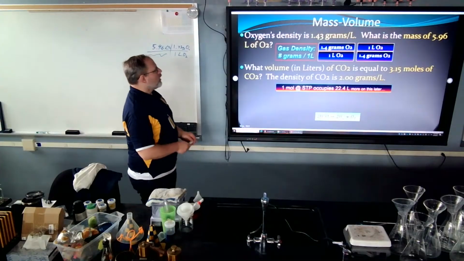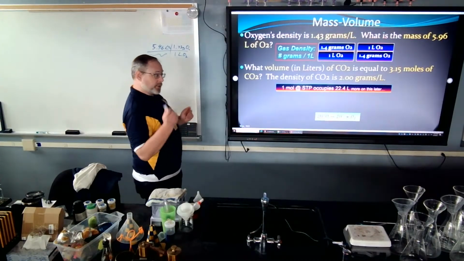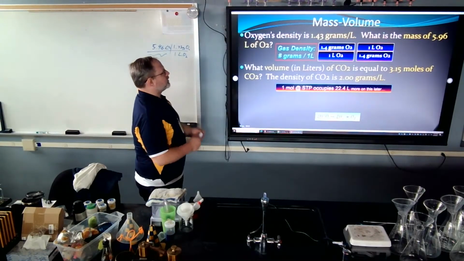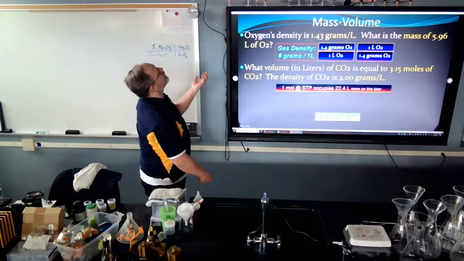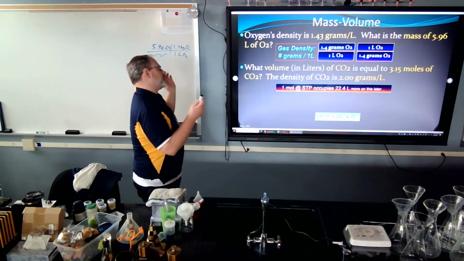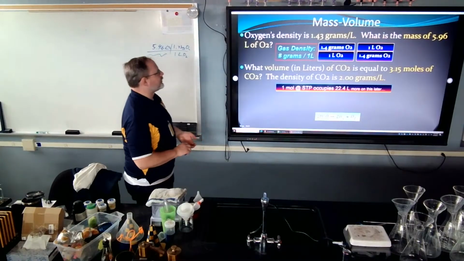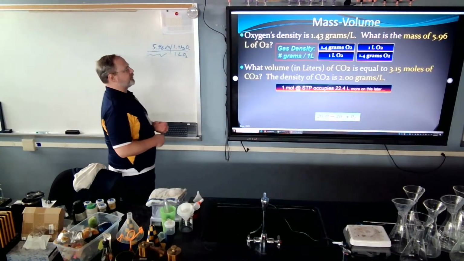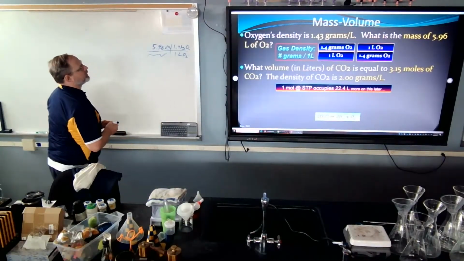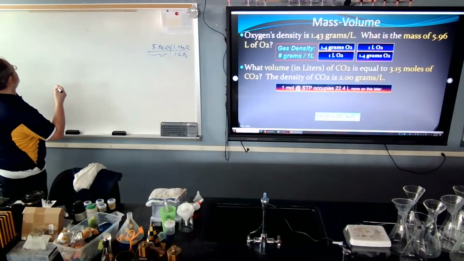Here we go. What volume in liters? This is not a T-chart. I need to fix this. Anyway, we can still do it. What volume in liters of CO2 is equal to 3.15 moles of CO2? The gas density of CO2 is 2 grams per liter. So in this case, we are starting with 3.15.